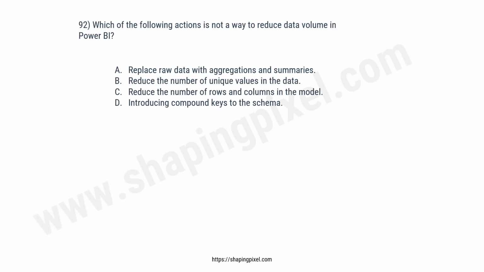Question number 92. Which of the following actions is not a way to reduce data volume in Power BI? And we have four options. Option A, replace raw data with aggregations and summaries. Option B, reduce the number of unique values in the data. Option C, reduce the number of rows and columns in the model. Option D, introducing compound keys to the schema. So the right answer here is option D, introducing compound keys to the schema.